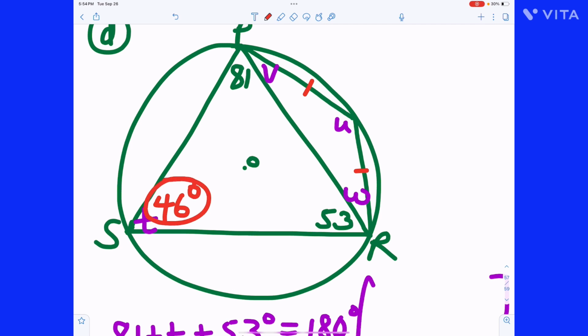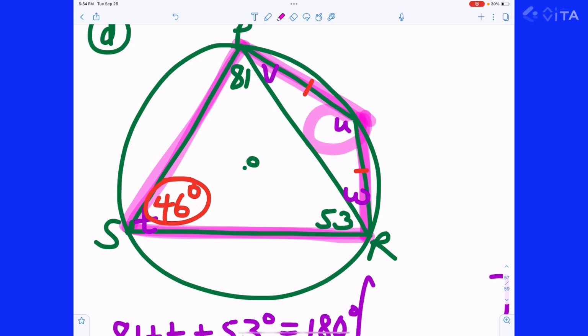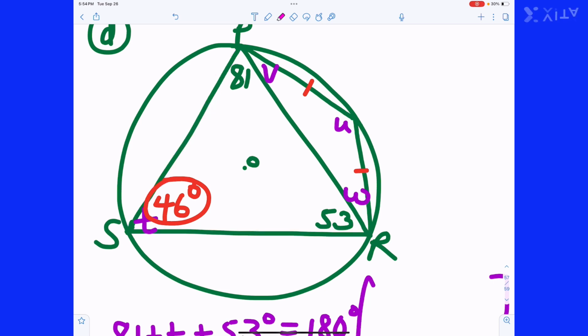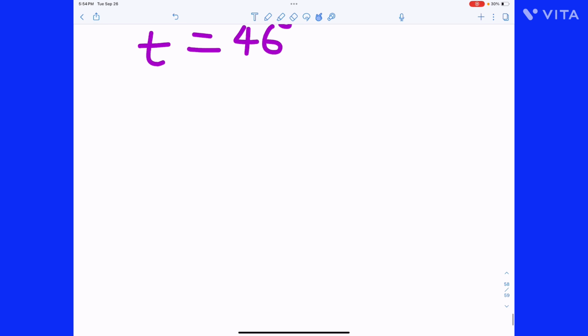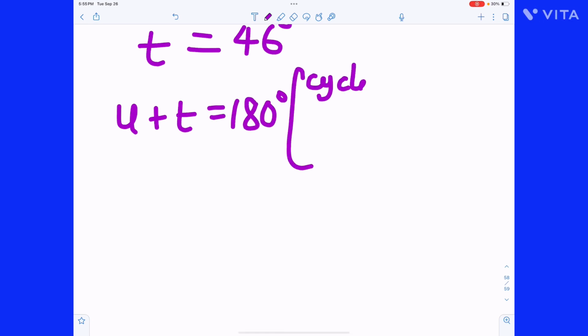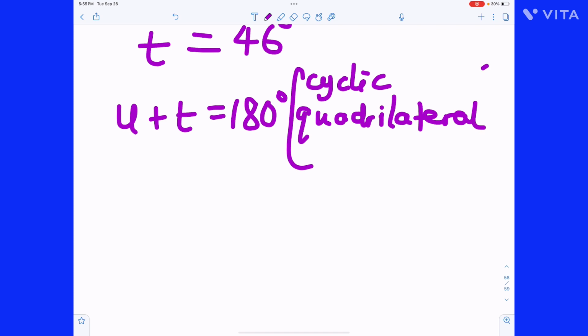46 degrees. Now, these two angles are opposite angles of a cyclic quadrilateral. You can see the shape is a four-sided shape: 1, 2, 3, 4. In any four-sided shape in a circle, the opposite angles add to give 180. We'll get to that theorem later, but let's quickly borrow it before we get there. So let's get U straight. U plus T is 180 because our shape is a cyclic quadrilateral.